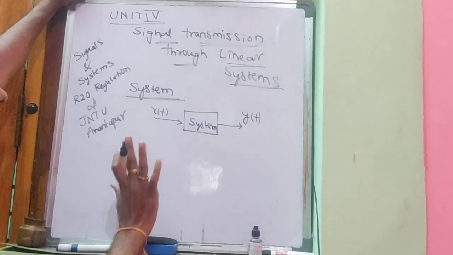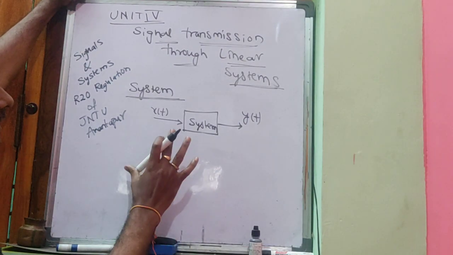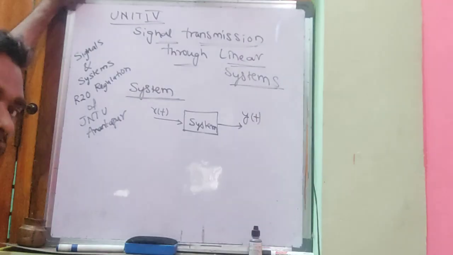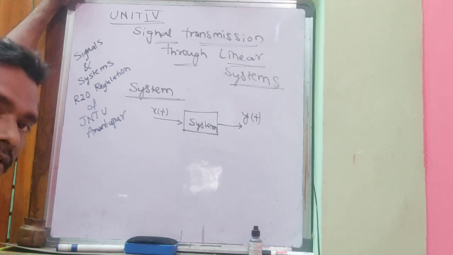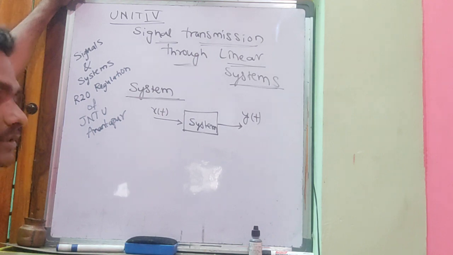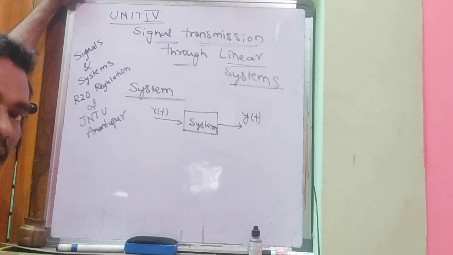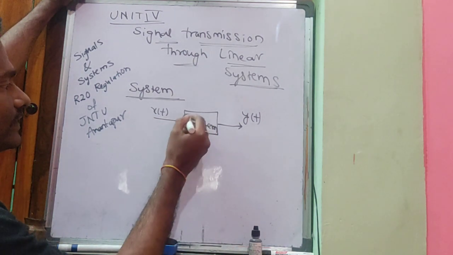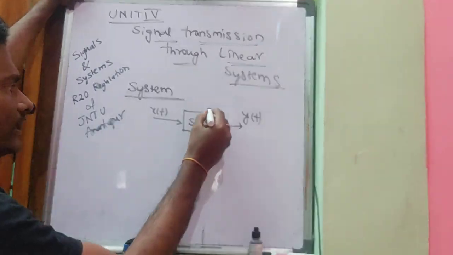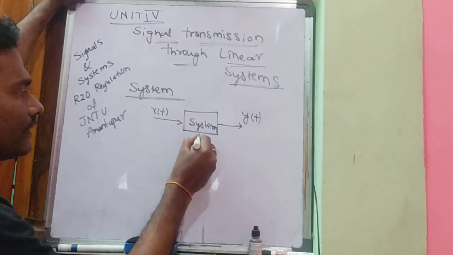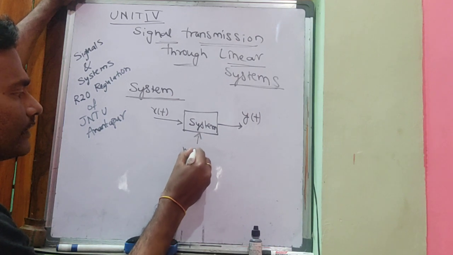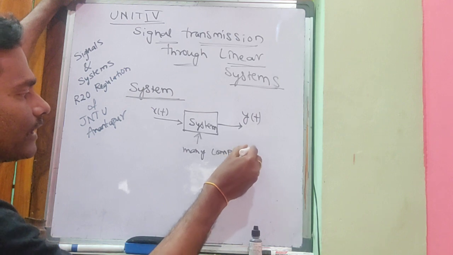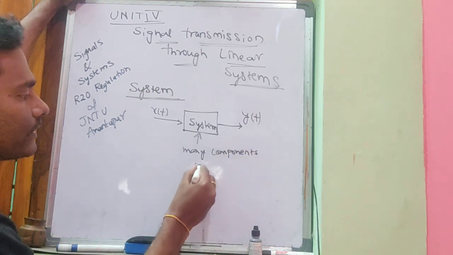What is a system? A system is a meaningful interconnection of functional blocks or elements together, which gives some output when the input is given. Okay, so that's a system. Let us consider a system. In this you can find many components, and all these components are connected together.